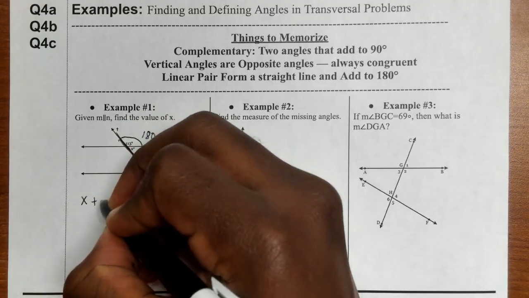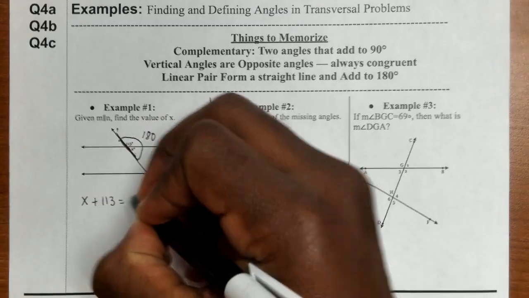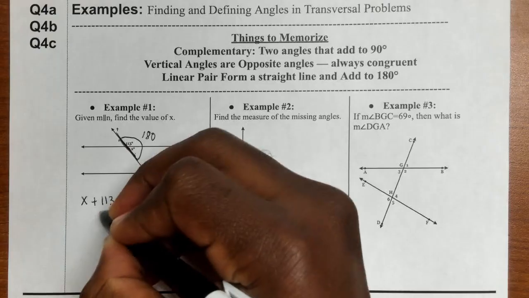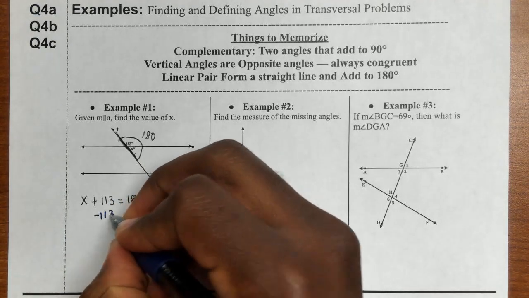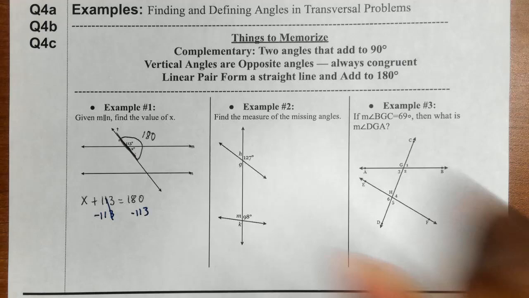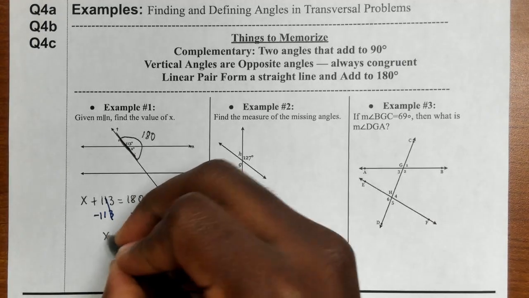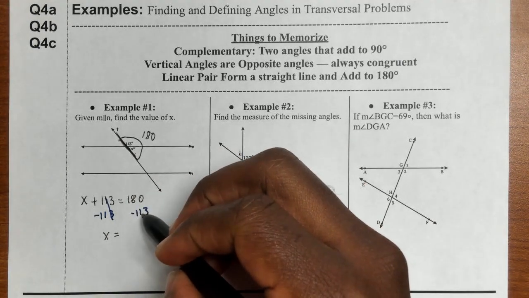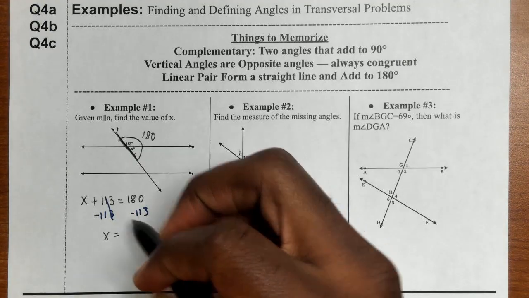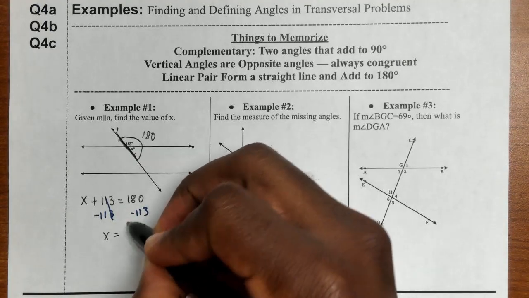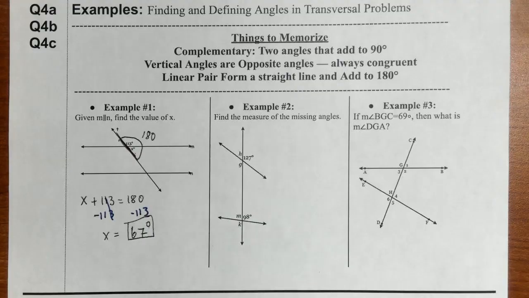So x plus 113 is equal to 180. All I need to do now is subtract 113, so x will be equal to 180 minus 113, which is 67. So x will be equal to 67 degrees. Okay, so let's try the next one.